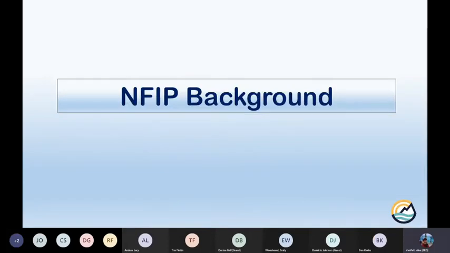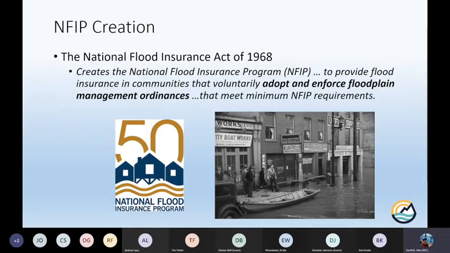NFIP background, most of you on here have been floodplain managers for a while now. So the NFIP was set up in 1968 by Congress through the National Flood Insurance Act. It set up the NFIP to provide flood insurance in communities that adopt and enforce floodplain ordinances. So essentially in communities that take action to protect themselves.